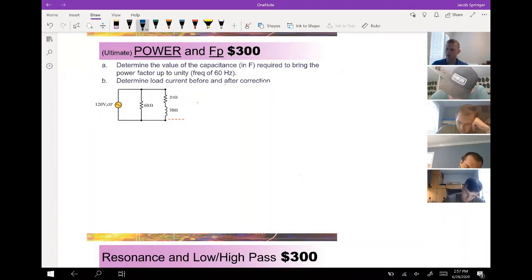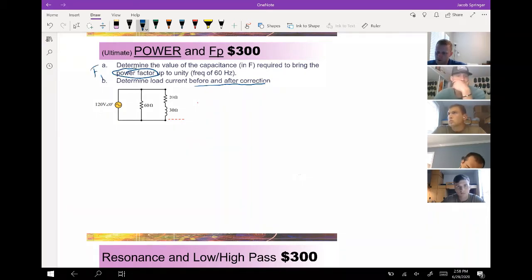All right, so this is going to be a power factor correction, because it's going to say before and after correction, right? So what are we correcting it to? We're bringing the power factor, that's FP on the equation sheet, to unity, which means the goal is to bring it to 1. That's the goal of power factor correction, to make FP 1.